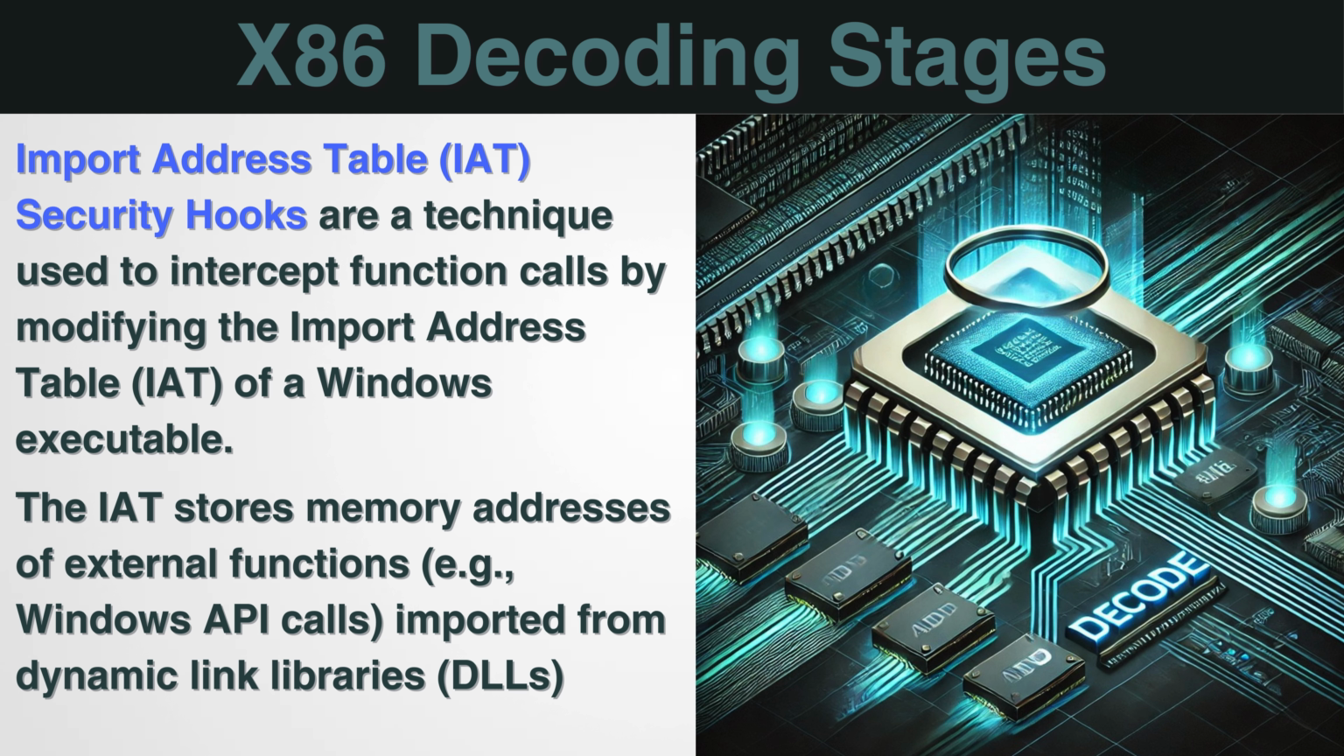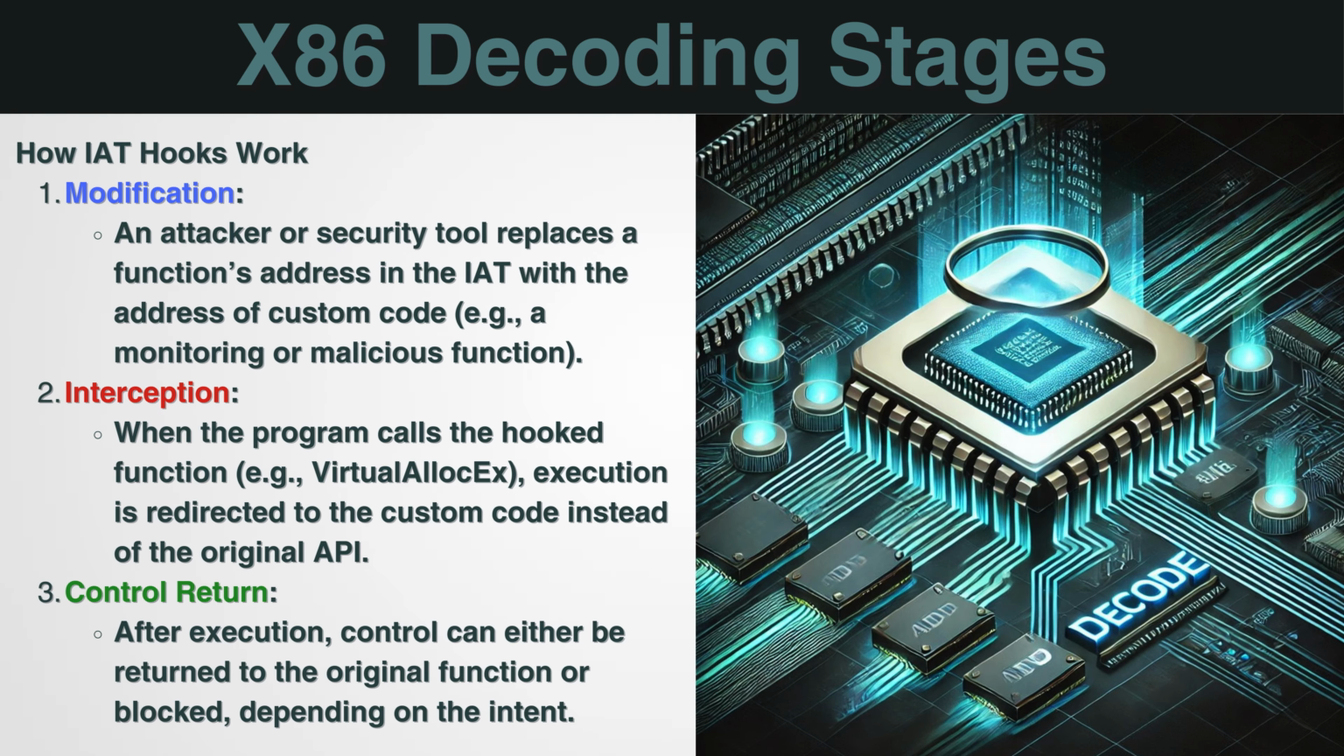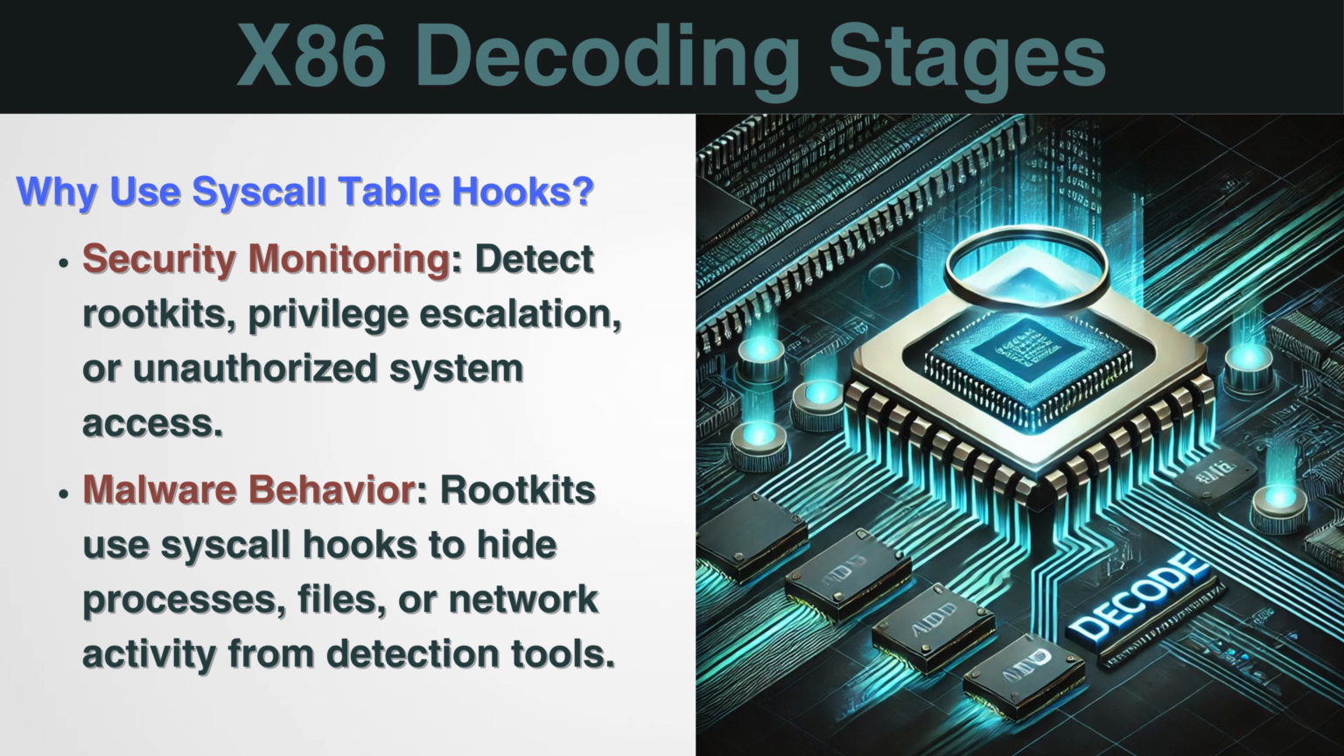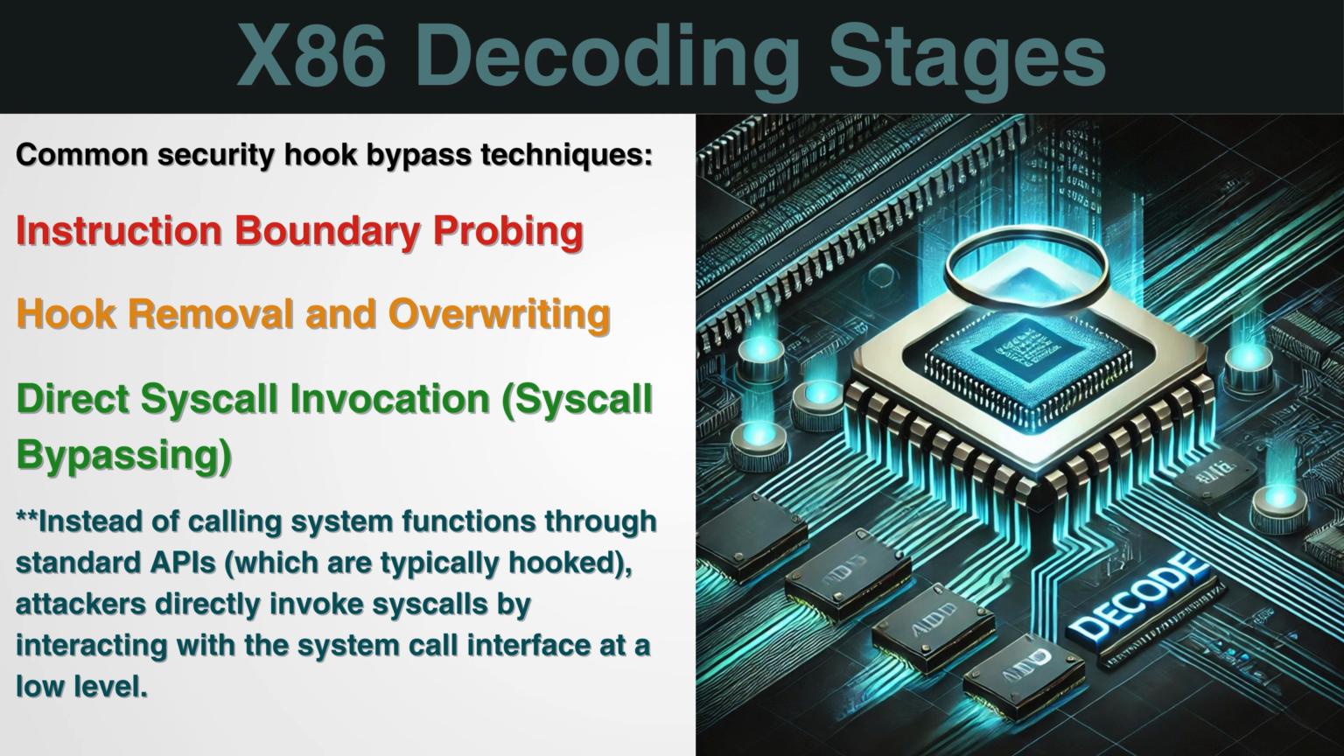They modify function pointers in a program's import address table, redirecting calls to security monitoring code. So CreateFileA originally points to the kernel32 DLL's CreateFileA; the hook modifies the pointer to point to EDR monitoring code, for example. Then you have the syscall table hooks, which is kernel-level monitoring, modifying the OS's syscall table to intercept low-level system calls. It's used by advanced EDRs to monitor processes, threads, and memory operations. Attackers can bypass security hooks with instruction boundary probing, hook removal and overwriting, and direct syscall invocation.